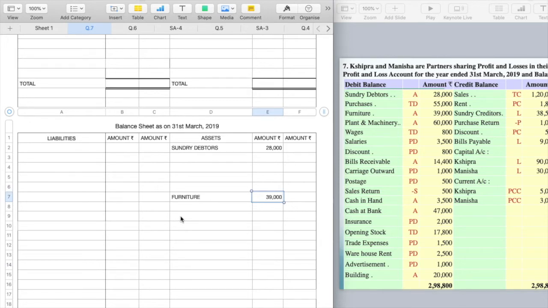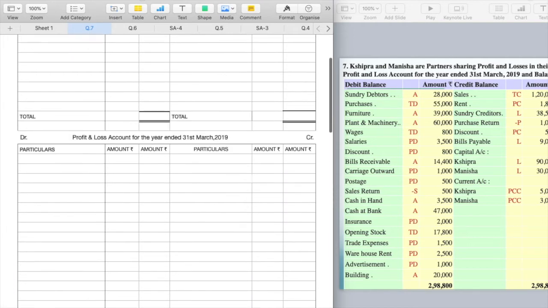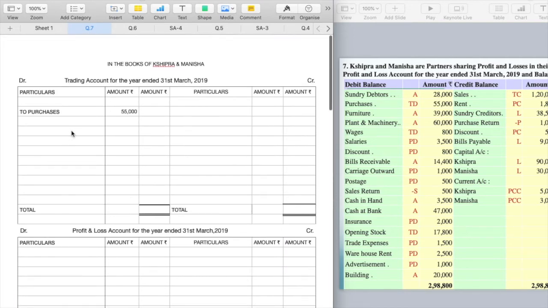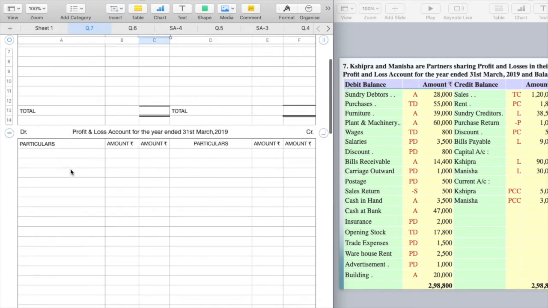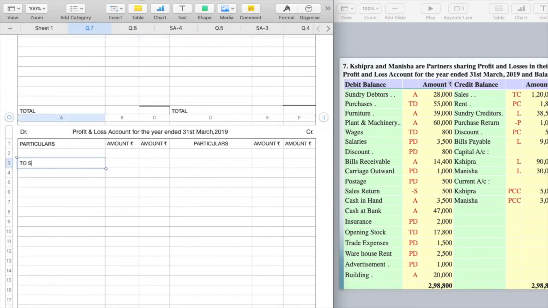Then plant and machinery, after leaving 1 line write plant and machinery, 60,000 inner column. There are 2 adjustments, so leave 3 lines for plant and machinery. Then wages, trading account debit side, 'To wages', outer column 800 as there is no adjustment. Then salaries, profit and loss account debit side, always leave the first line because we don't know whether there will be a gross profit or a gross loss. So outer column 3,500 as there is no adjustment.